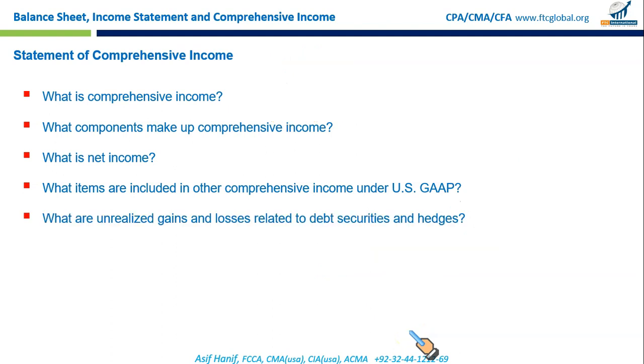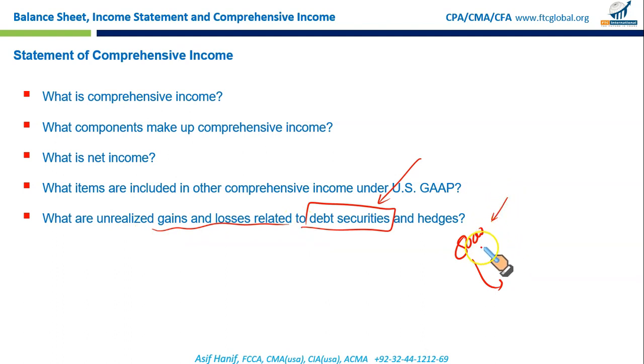Then the next LOS or the question says, what are unrealized gains and losses related to debt securities and hedges? Let me explain this idea. Let's say you have purchased an investment for $8,000. And on the balance sheet is the fair value of this investment, specifically the investment in debt securities. This is specifically relevant because there are other investments as well. Some investments are held till maturity, some are held for trading, but we're talking about those investments that are available for sale, debt securities. So they had a value of $8,000 when we purchased them during the period.